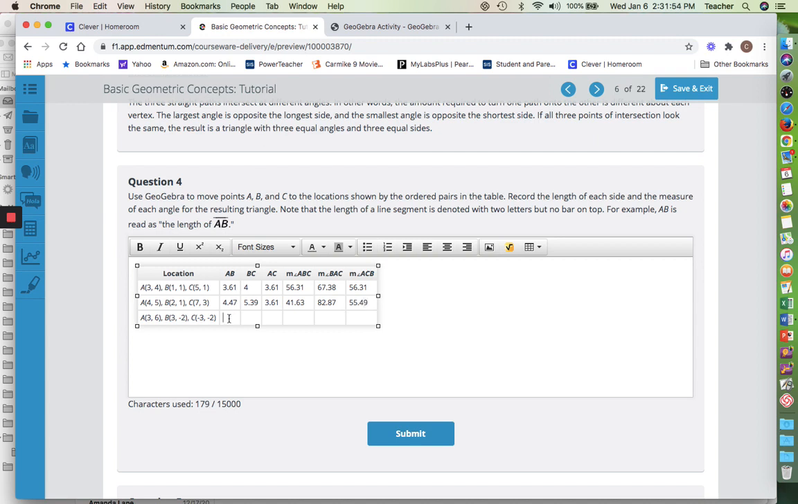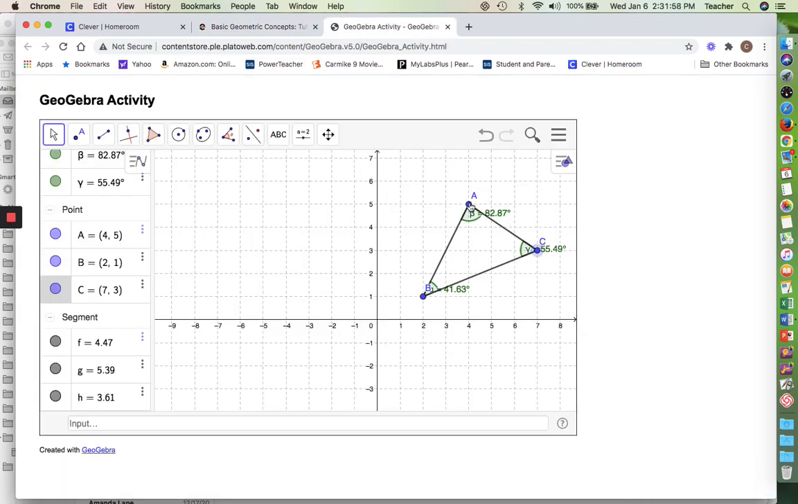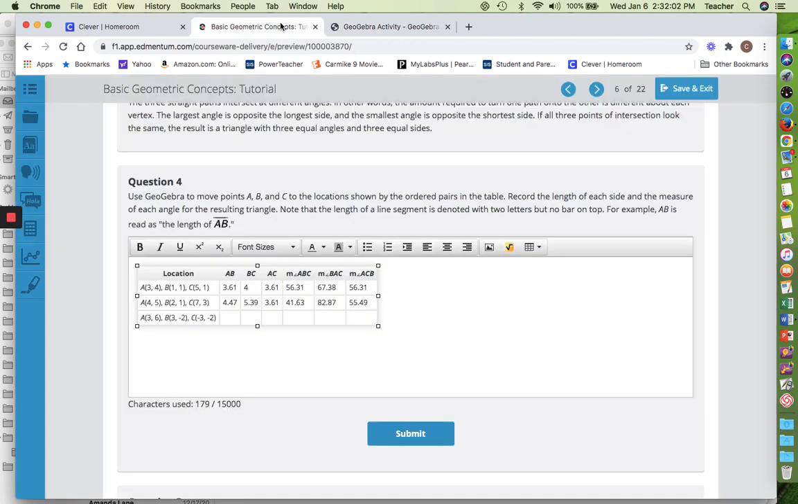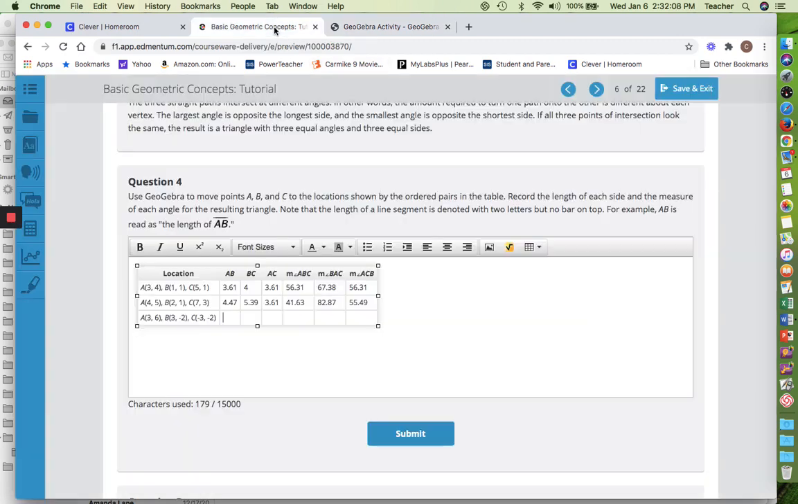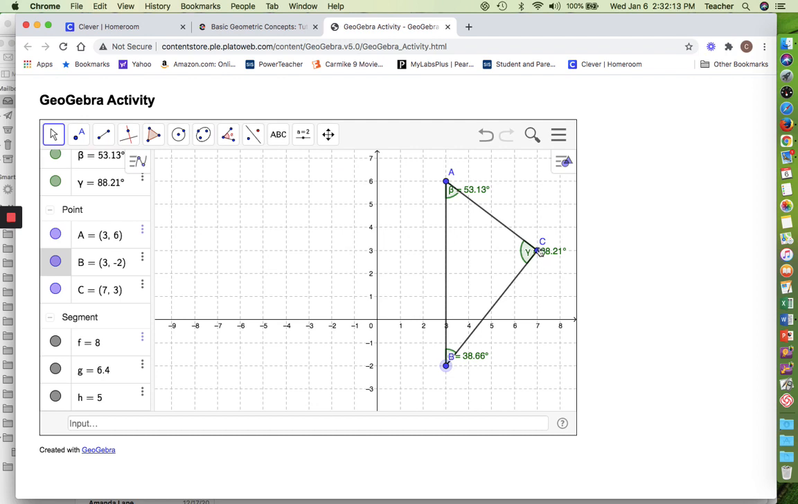All right, so I'm going to do it again. Looks like A is going to be 3, 6. So move that over, 3, 6. B is 3, negative 2. So 3, negative 2. And C was negative 3, negative 2.